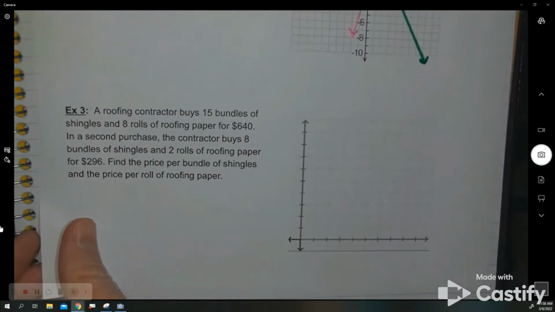If we're talking about real world situations, this says a roofing contractor buys 15 bundles of shingles and 8 rolls of roofing paper for $640. In a second purchase, the contractor buys 8 bundles of shingles and 2 rolls of roofing paper for $296. Find the price per bundle of shingles and the price per roll of roofing paper.